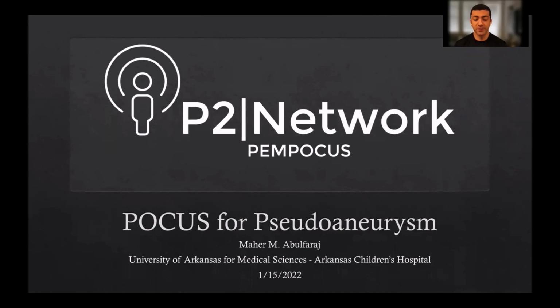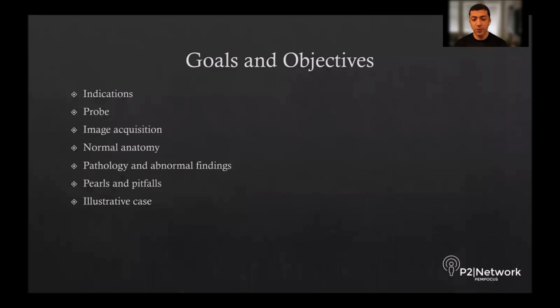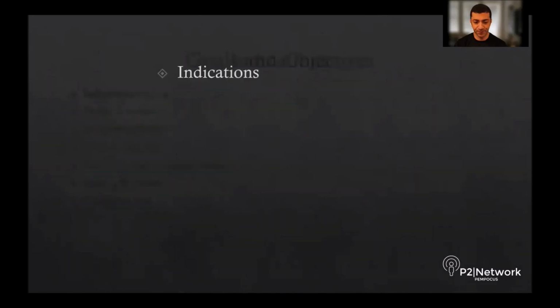Today, we will be reviewing the ultrasound findings in pseudoaneurysm. We will go over the indications and the basic techniques for acquiring ultrasound of soft tissue lesions. We will review normal anatomy, followed by some of the pathological findings, the typical findings for pseudoaneurysm. And finally, we will discuss one of the interesting cases.